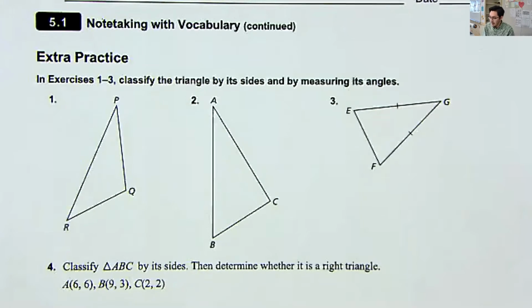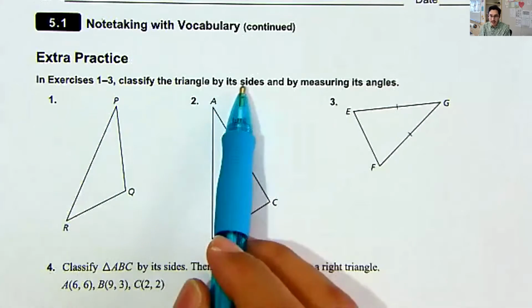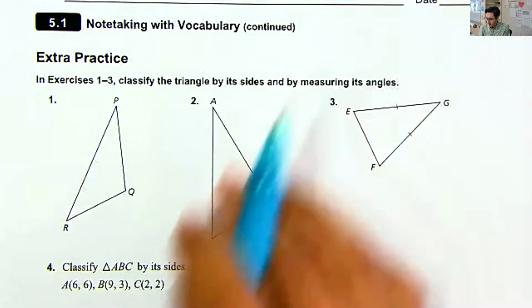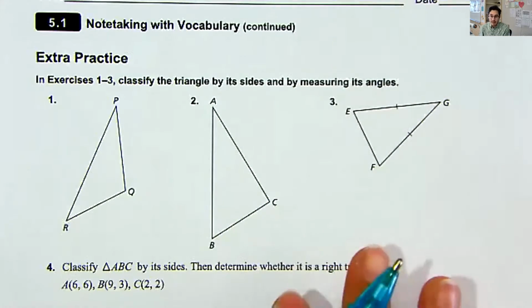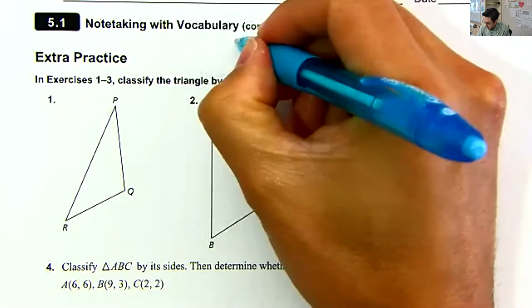This one is going to be about triangles, and specifically the sides and the angles of different types of triangles. So what we're going to do in questions 1 to 3 is classify the triangle by its sides and its angles. So we have 3 different names for triangles based on their sides.